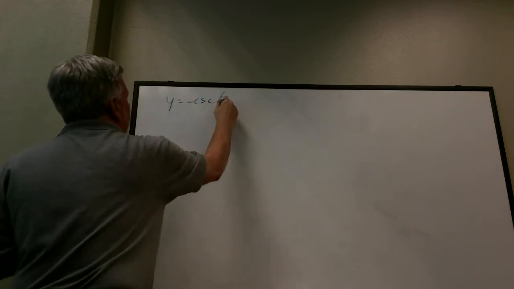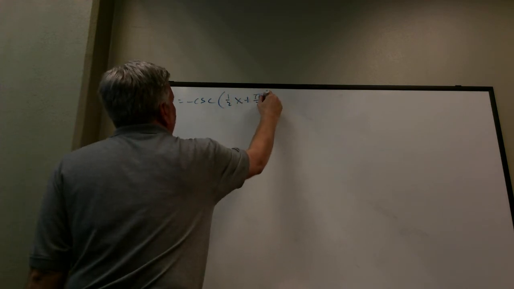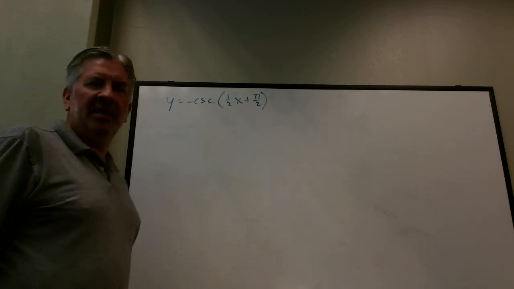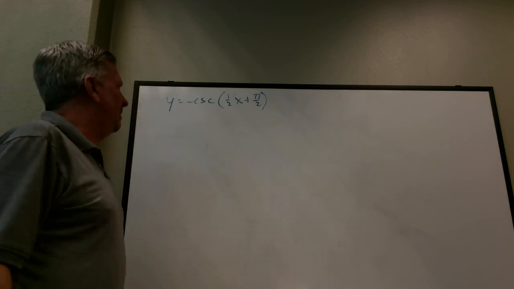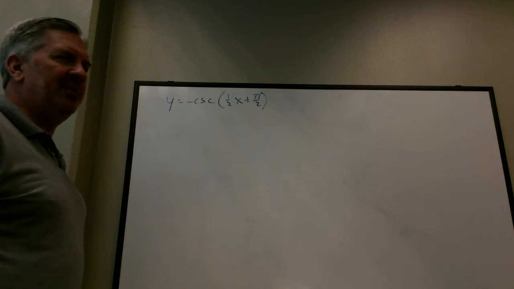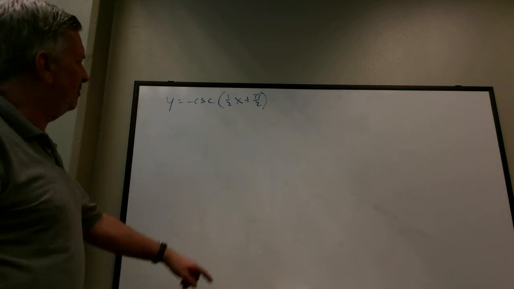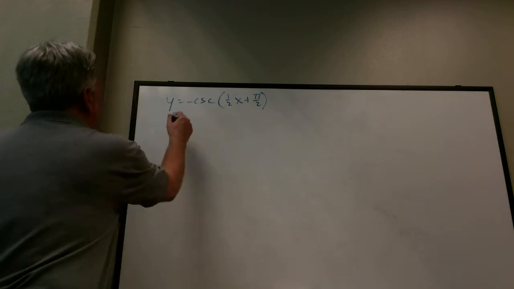So the example here says, sketch the graph of y equals negative cosecant of (1/2 x plus pi over 2) over 1 period interval. Okay, so the procedure is exactly as before, right? We want to identify all the parts of the graph, all the features of the graph. And so what was the first step in the procedure? The first step was if you have a period change and a horizontal shift, you need to check for factoring. We have a horizontal shift and a period change. We need to factor the 1/2 out.